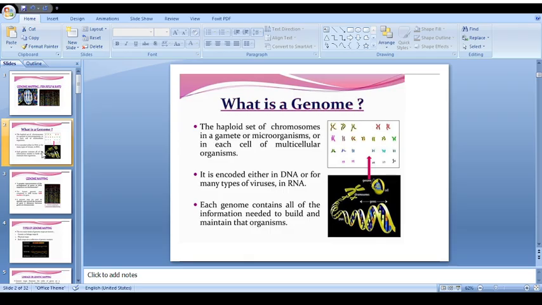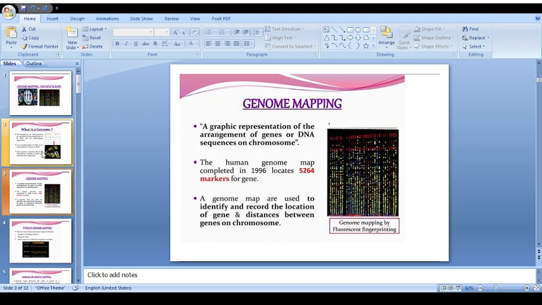Each genome contains all of the information that is needed to build and maintain the organism. We know very well the case of nuclear DNA. In total, we have 3.2 into 10 to the power 9 base pairs present in our system. It's a very difficult task to create a map of every gene which is scattered over all 46 chromosomes.